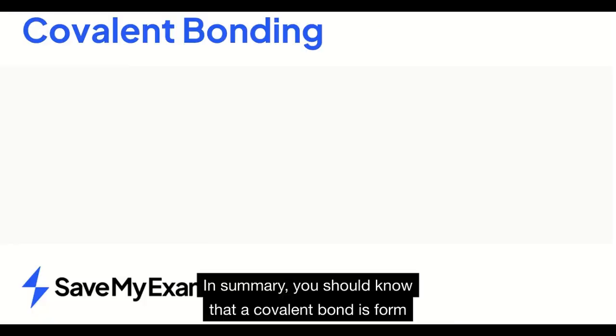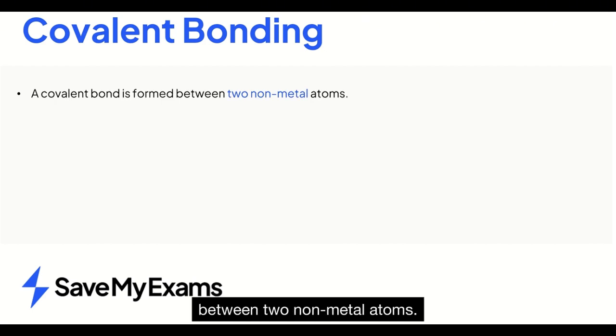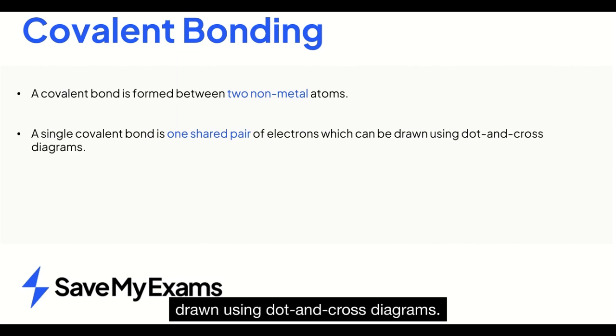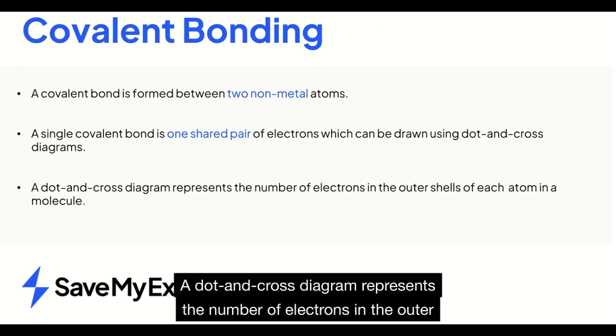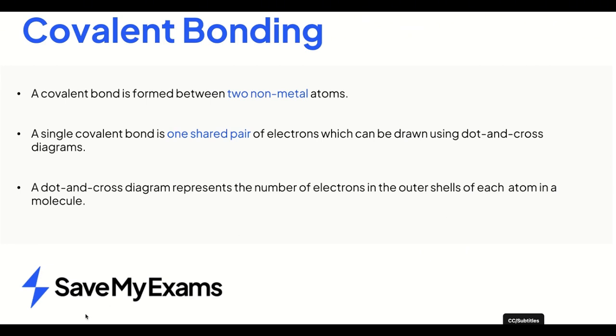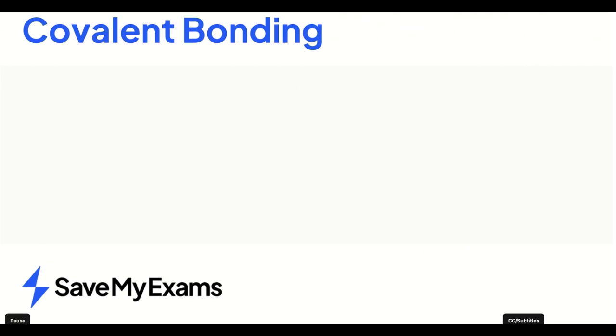In summary, you should know that a covalent bond is formed between 2 non-metal atoms. A single covalent bond is 1 shared pair of electrons, which can be drawn using dot and cross diagrams. A dot and cross diagram represents the number of electrons in the outer shells of each atom in a molecule. Don't forget.